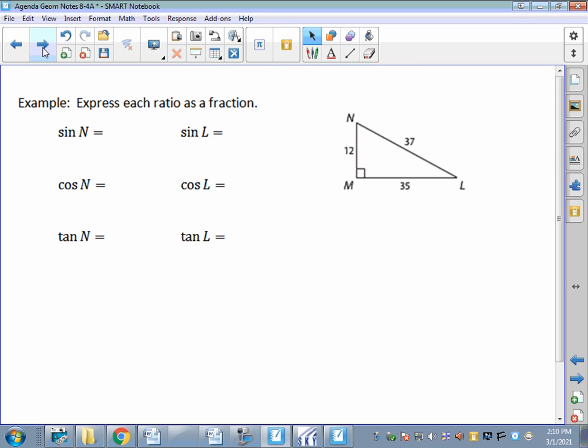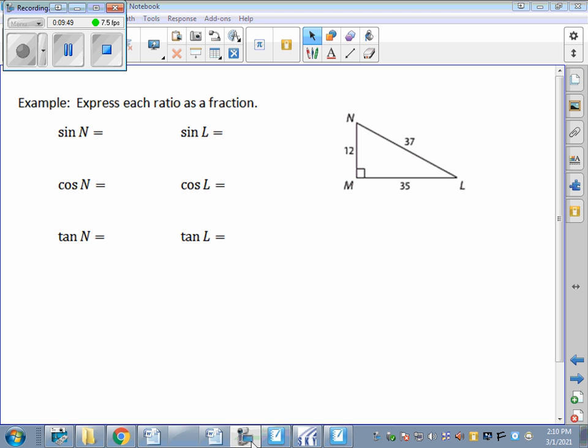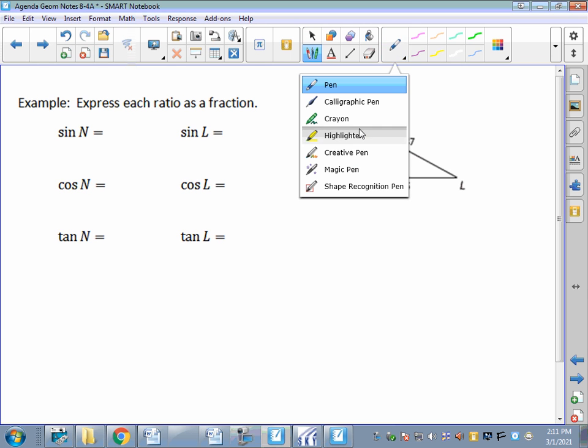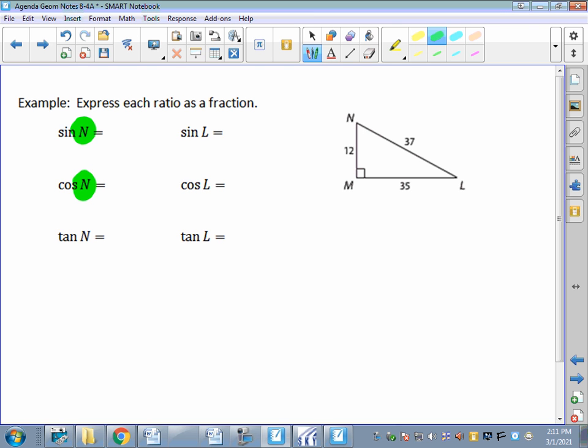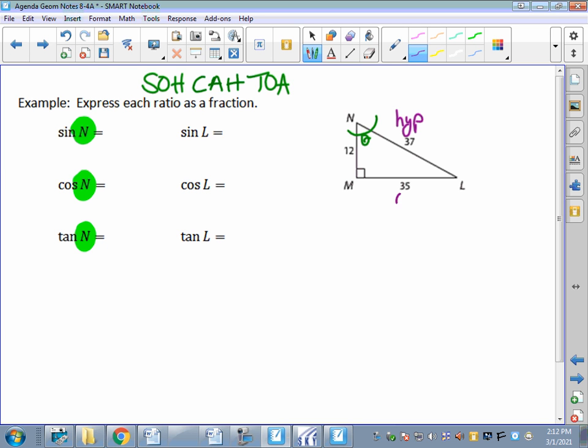All right, so let's do some practice. Express as a fraction. So if we're going to express these as a fraction, let's start. Notice it switches angles on us. So let's start with these three: sine, cosine, and tangent of angle N. And I'm going to write down SOHCAHTOA at the top. You probably have that written down somewhere on your paper. So I need to start with angle N. This is my theta. That's what I'm looking for. Now, what's the length of the hypotenuse? Everybody's thinking 37, right? Because that's my longest side. Then I think opposite is easiest, so straight across from N is 35, which means that the 12 has to be adjacent.